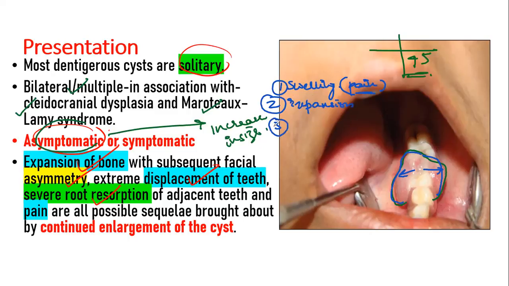The third thing is, it might cause displacement of the adjacent teeth or the resorption of roots of the adjacent teeth, right? So resorption of roots of adjacent teeth. And the fourth thing is, it may cause facial asymmetry, right? Gross facial asymmetry.